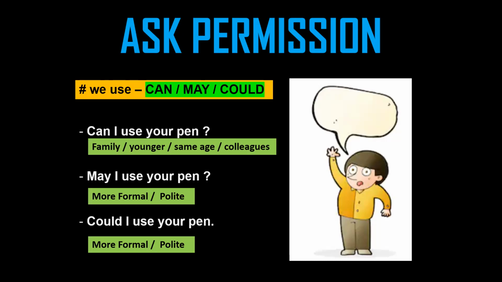Clear this concept? Suppose Indrani, make this sentence. आप अपने बच्चे से बात कर रहे हो, तो कैसे बोलोगे? क्या मैं तुम्हारा पेन यूज कर सकती हूँ? Can I use your pen? Siddharth, if you're talking with your colleague, क्या मैं आपकी चेयर यूज कर सकता हूँ? May I use your chair? Arun, if you're talking about your boss, क्या मैं आपका फोन यूज कर सकता हूँ? Could I use your phone?